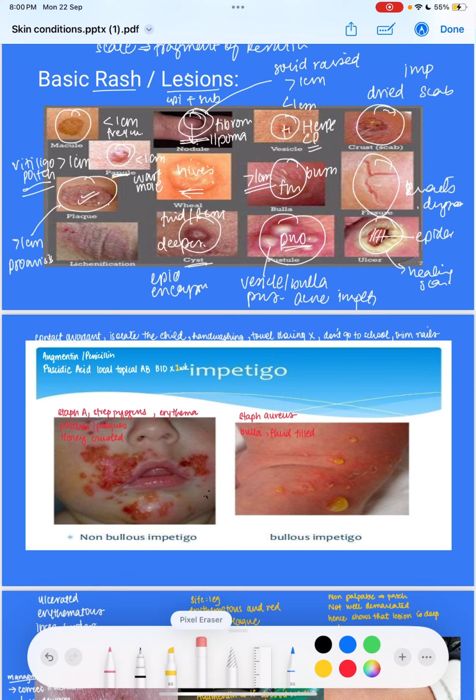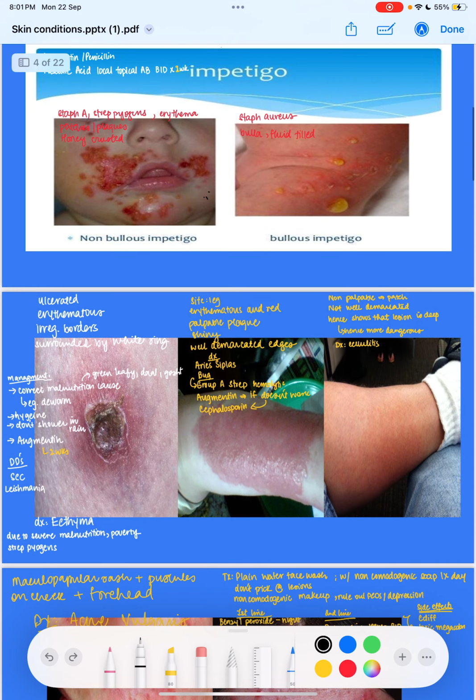This is the non-pharmacological management, is to avoid contact with other things, isolate this child, because if you don't, then this is contagious. Hand washing, hygiene, no towel sharing, don't go to school, and trim your nails so that they don't end up scratching and then worsening their own condition. And for this, we'll give augmentin या penicillin, because we give augmentin in Staph aureus की जो भी infection होती है, and then fusidic acid also for Staph aureus की जो भी infection होती है, which is a local topical antibiotic, right? Okay, so then moving forward to the next lesion.